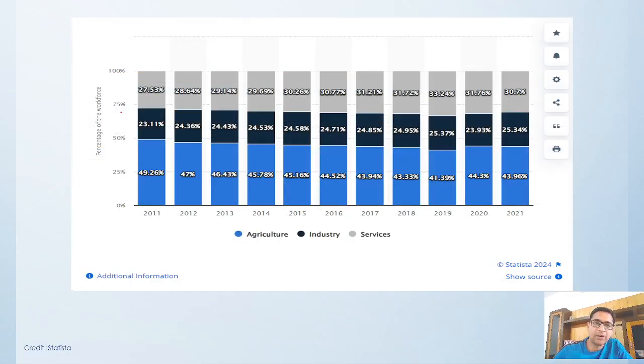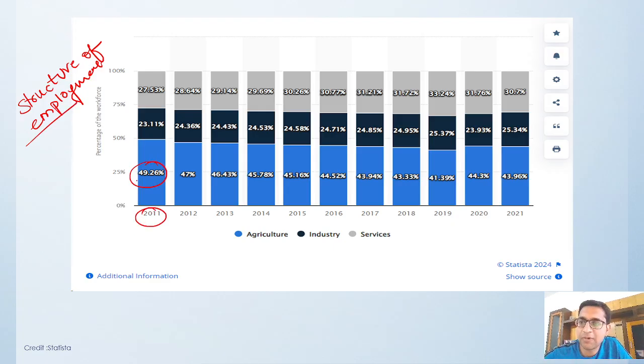And now we can see the structure of employment in our country. If you see here, in 2011, 49.26% of the labor force of our country was in agriculture, and from 2001 to 2011, within a span of 10 years, it declined by 6%. And the share of the manufacturing sector and service sector has further increased.